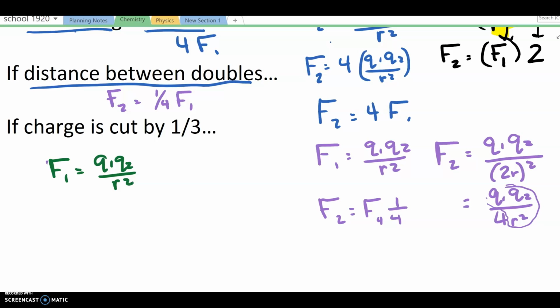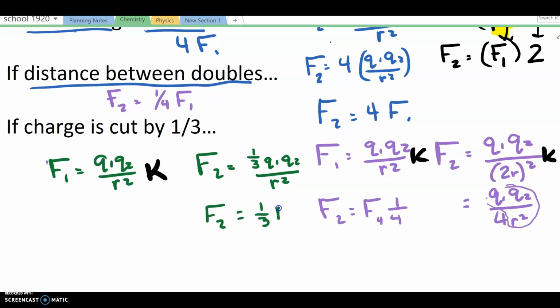Miss Kavanaugh, where's the K? K's there. K can be there as part of this too. It's just a constant to make the math work. Since we're not solving for an answer in newtons, but only in terms of another force that was not defined, we didn't really need to include it. Our F2, where one of the charges is cut by 1/3, is Q1, Q2, which stayed the same, over R squared. We now have that F2 is 1/3 of what the original force used to be. That gives you an idea of how you can reason through those problems. Good luck on that, and I hope this short video helped.